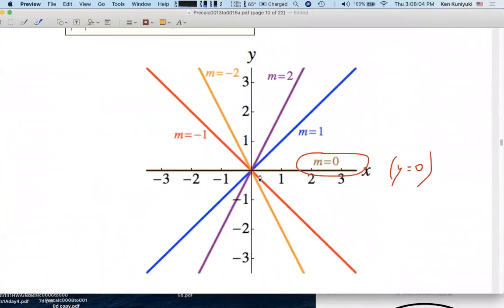All right. And again, the vertical line here, like the y-axis, has undefined slope. What's the equation of the y-axis, by the way? It's going to be x equals 0. Because the y-axis consists of all points whose x-coordinate is 0. The origin (0, 0), (0, 1), (0, 2), (0, 3), (0, pi), (0, negative pi), and so forth.